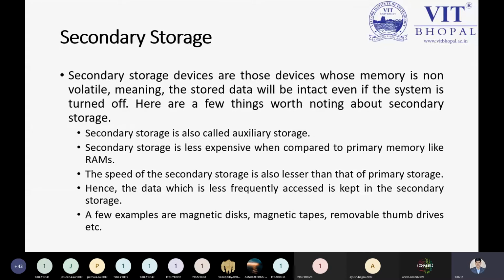Any doubt over here? What is meant by secondary storage? Any doubt, students? Yes, student, if you have any doubt over here, then you can ask me.